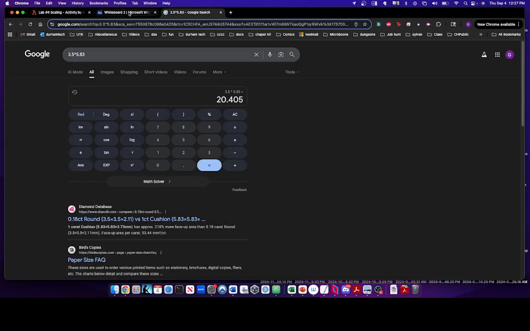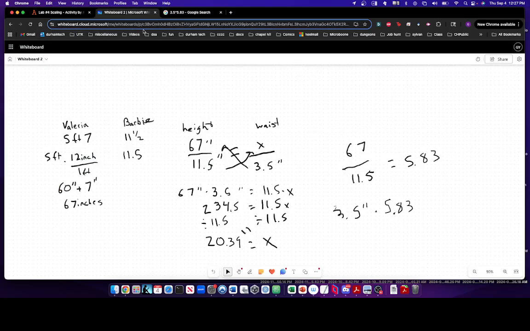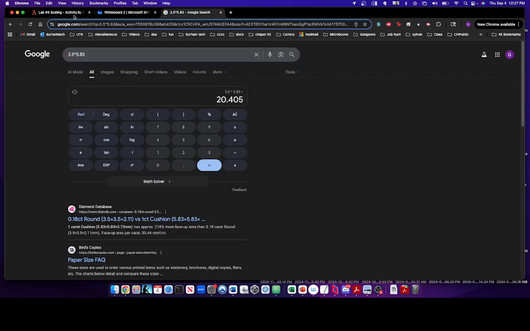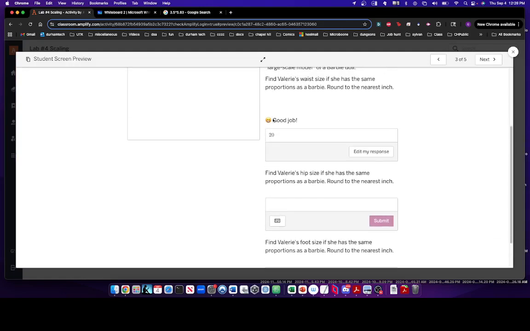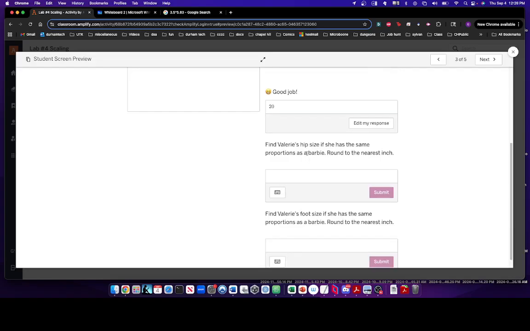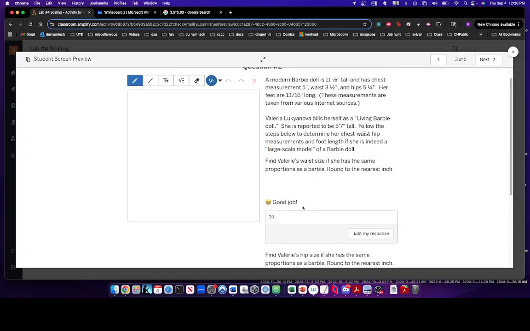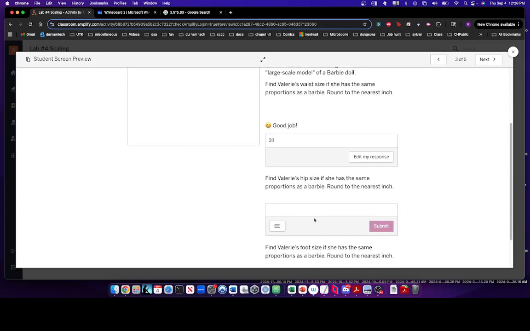and get approximately the same answer as we got last time. And indeed, it would round to the same 20 inches that we got right here. But once you have that ratio, you can repeat that multiplication process for the hip, the foot, etc. And that can be a quicker way to do it when you have to do the same thing, go from Barbie to Valeria, a bunch of times in a row.